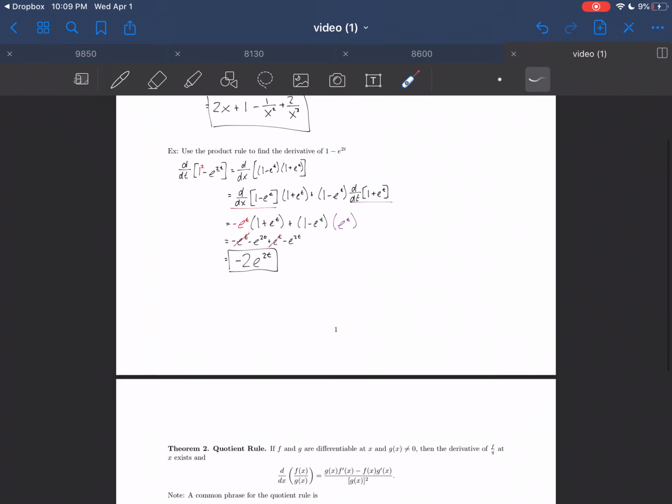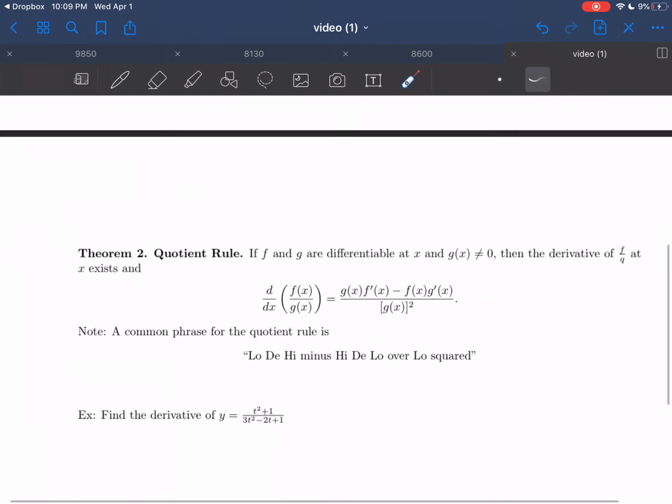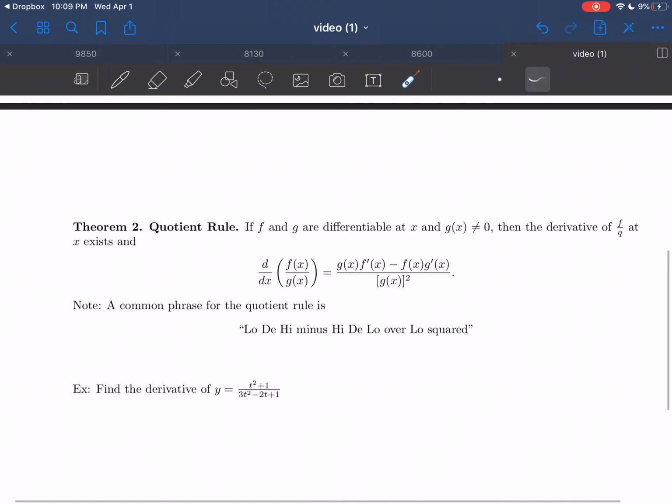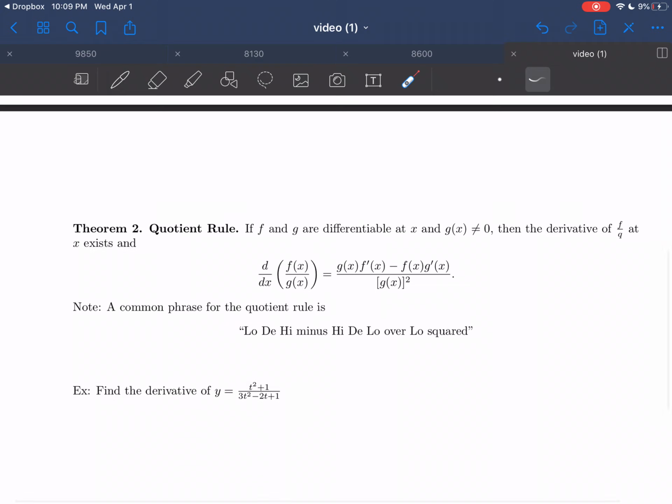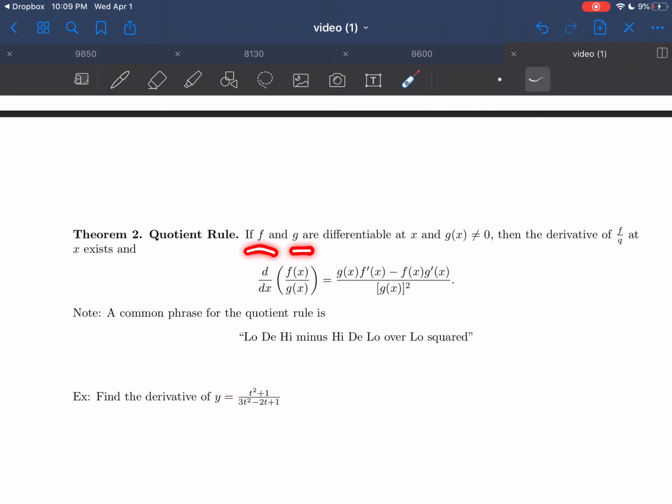Okay. Now we'll look at the quotient rule. So if I'm taking the derivative of two functions that are being divided. Okay, so if I've got two functions, f and g, that are differentiable at some point x, and g of x cannot equal 0. Alright, so whatever your denominator function is can't equal 0. Kind of standard at this point.